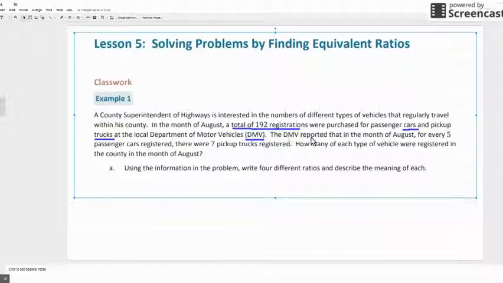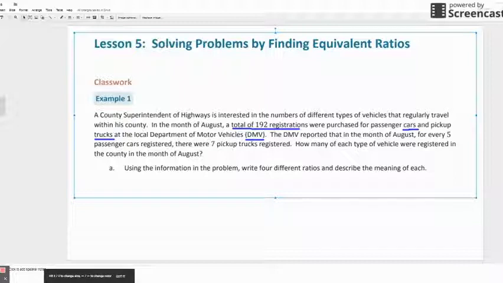The Department, or DMV, reported that in the month of August, here we go, here's kind of a start of a ratio. For every 5 passenger cars registered, there were 7 pickup trucks registered. How many of each vehicle were registered in the county in the month of August?